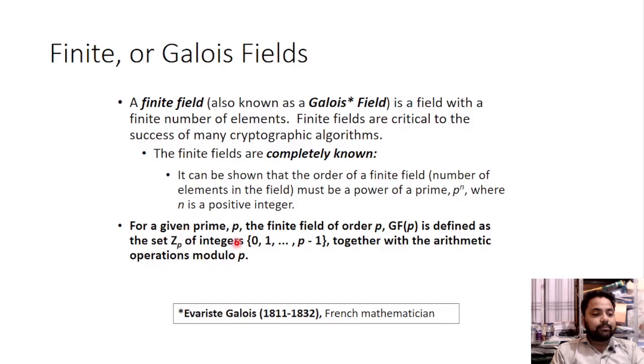For a given prime p, the finite field of order p, GF(p), where GF is the finite field or Galois field, is defined as the set Zp of integers 0, 1, 2, ..., p minus 1, together with the arithmetic operations modulo p.